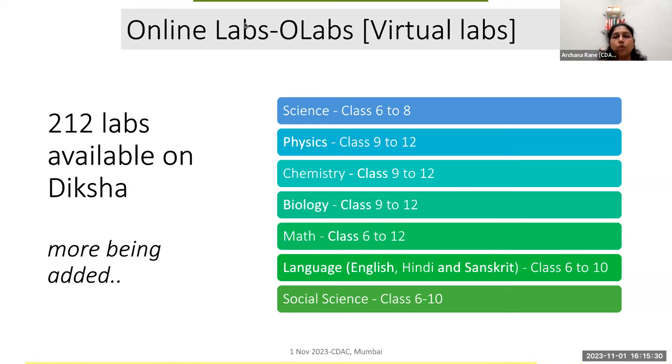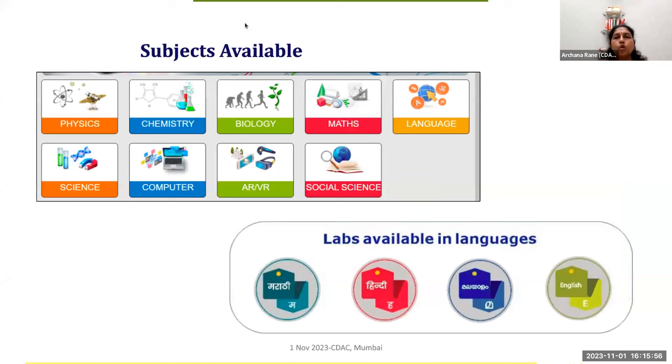Though we all know that there are no conventional labs in languages as well as social sciences, still work is going on in putting together topics and interactive activities related to the topics, so that learners can learn some hard spots, the topics which are identified as difficult to learn by the teachers. Okay, so those are also being added. To summarize, these are the subjects available on the OLABs website: physics, chemistry, biology, mathematics, language, science. We also have certain labs in computer and social sciences.